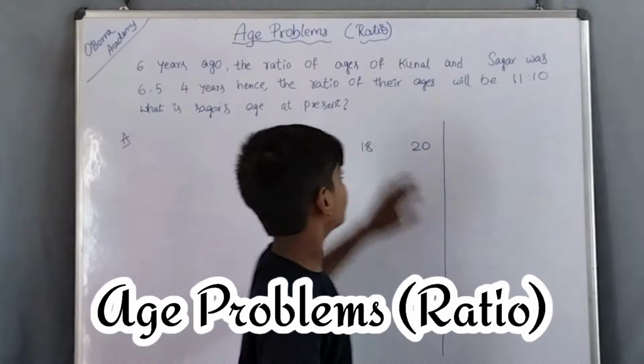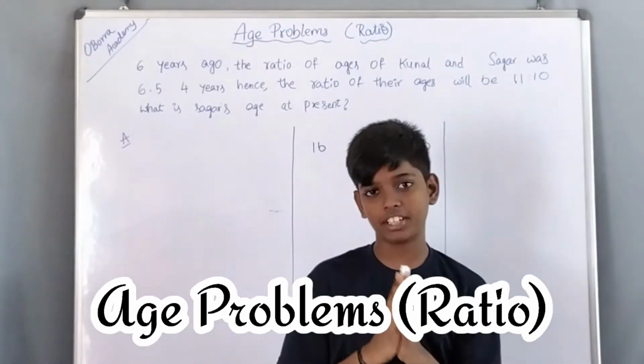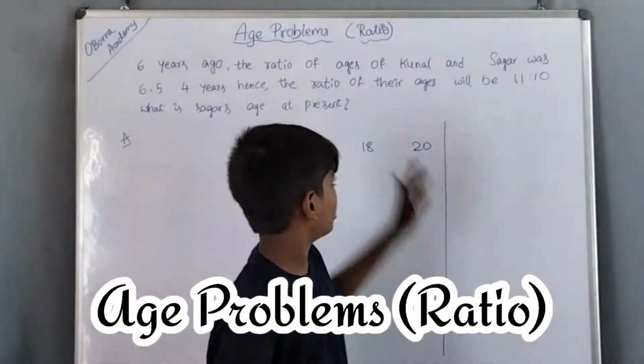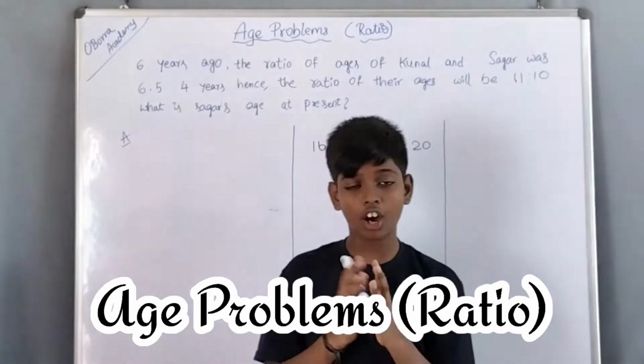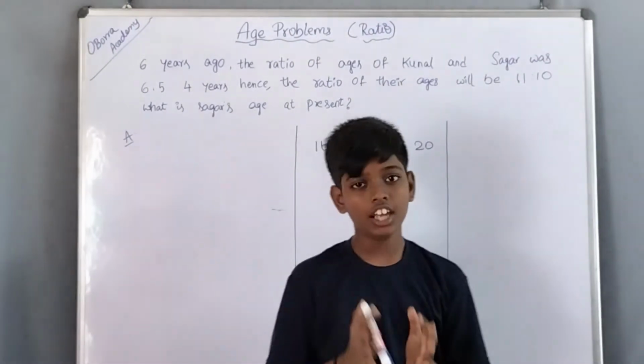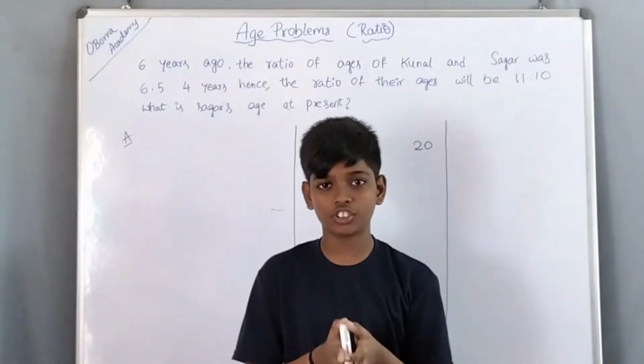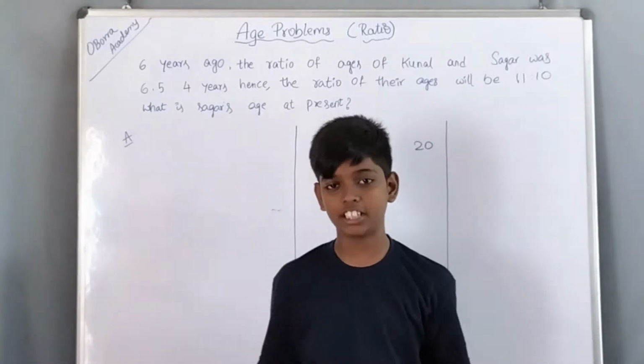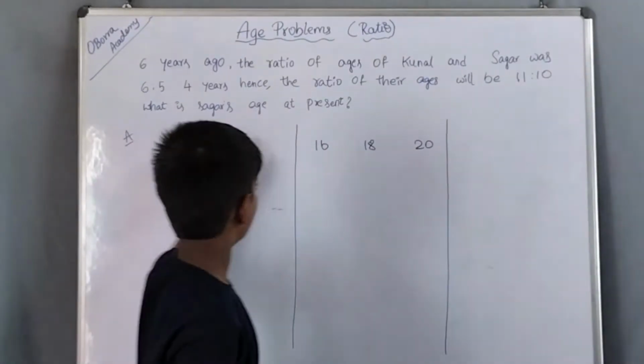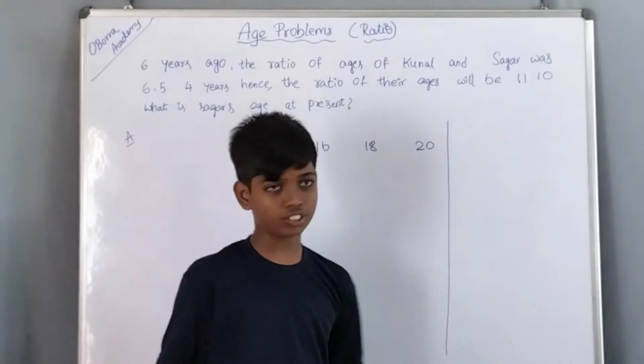Today we are going to do the age problems to solve them in an easier way. Today we are going to mainly focus on how to solve through the ratio method, and not only the ratio method, we are also going to do the elimination and the traditional method. So now this is our first question, and now let's see how to do that.